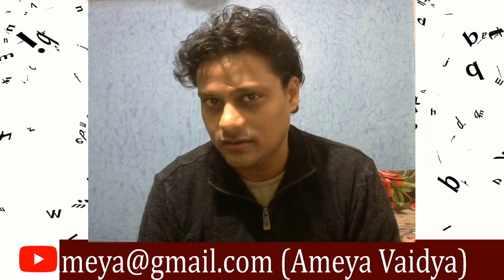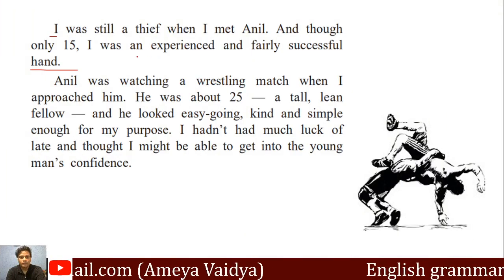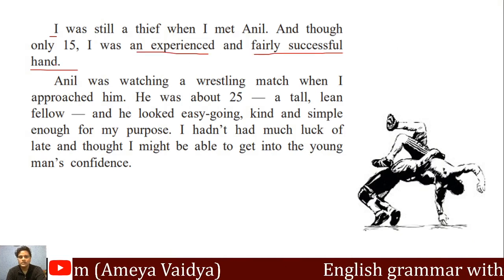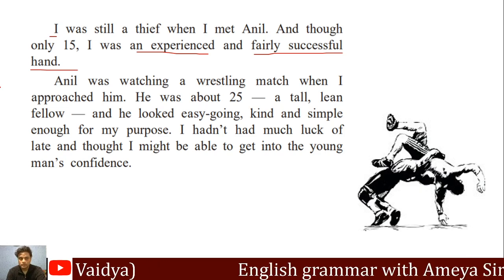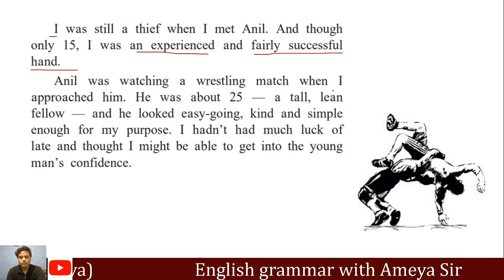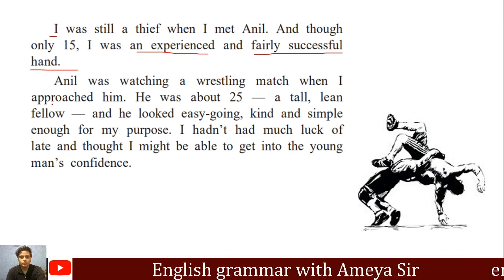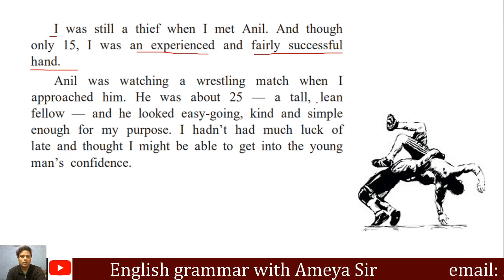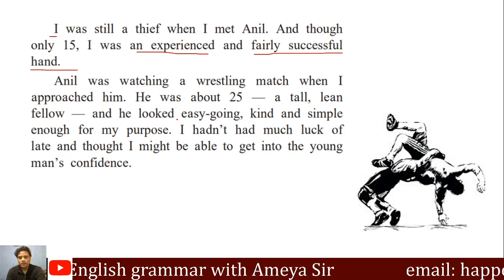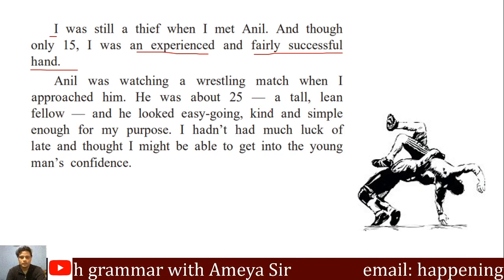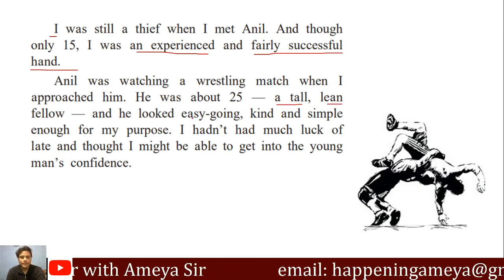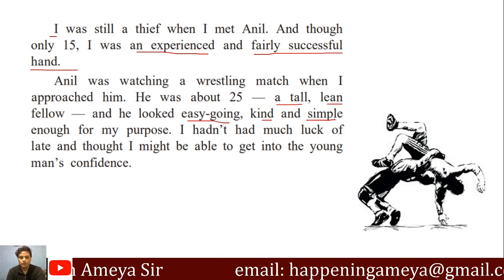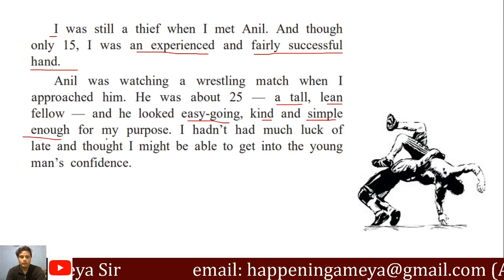Incredibly interesting indeed. Okay. And what do you mean by experienced hand? I was an experienced and fairly successful hand, which means very experienced. Anil was watching a wrestling match when I approached him. He was about 25, a tall, lean fellow. And he looked easygoing, kind, and simple. So this is Anil's description. Anil was a tall guy. He was lean. That means he wasn't obese at all. He was easygoing. He was kind. He was simple.